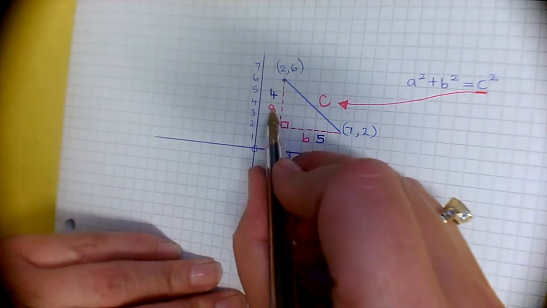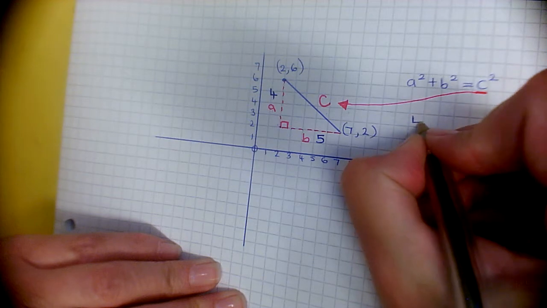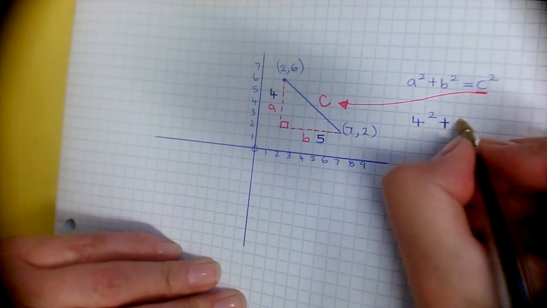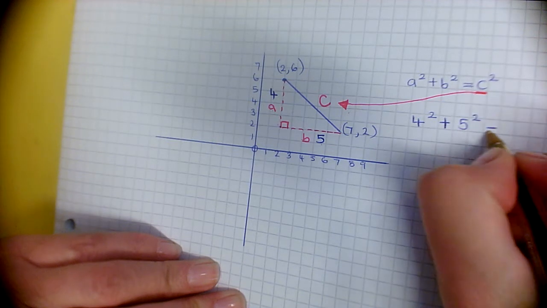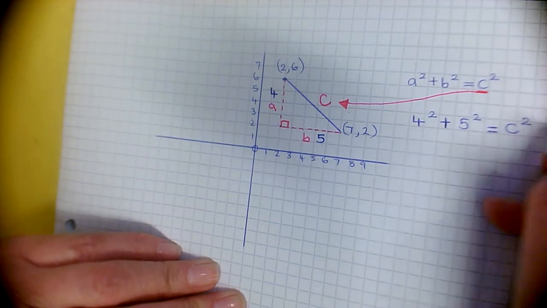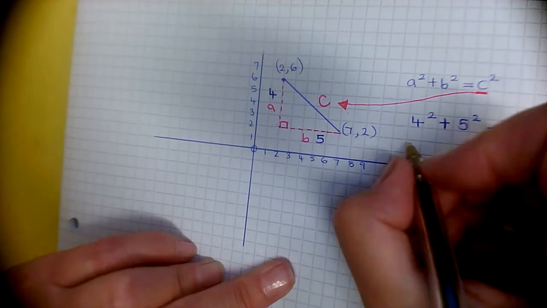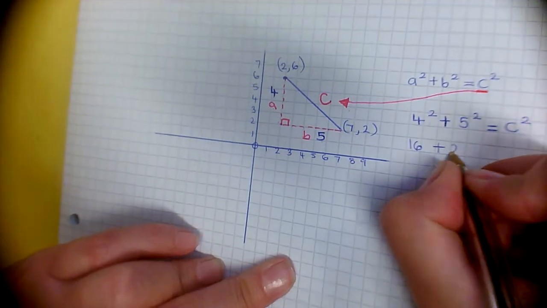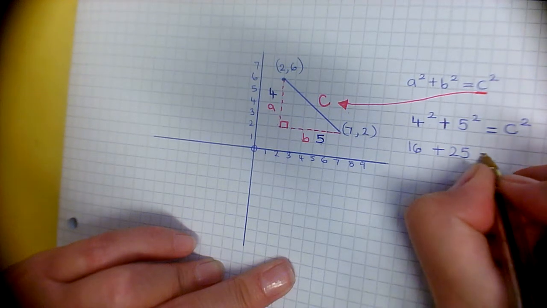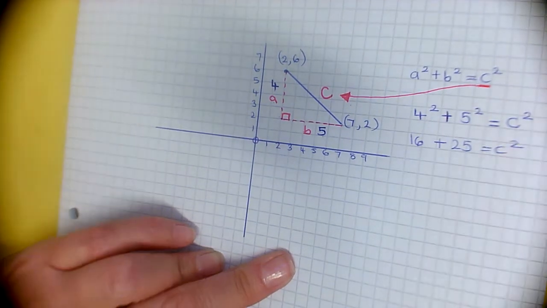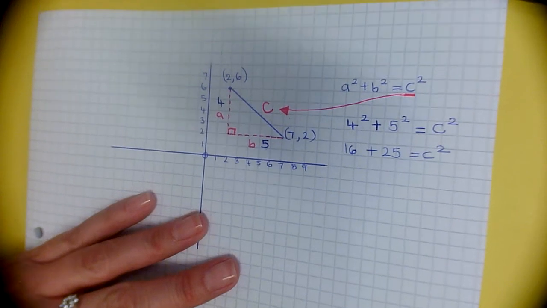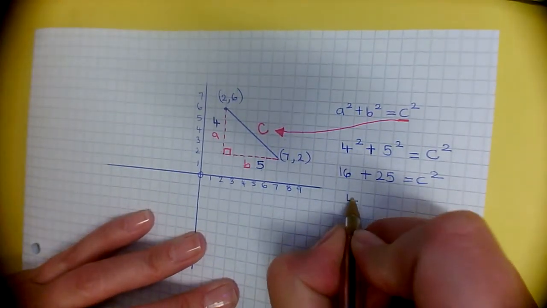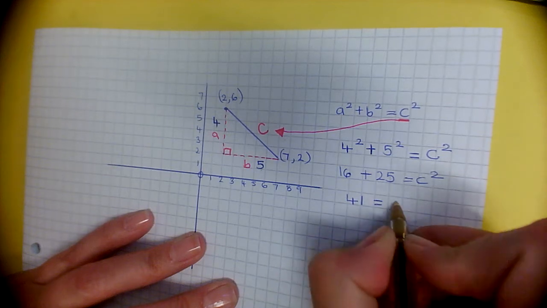So now instead of having A squared, I'm going to replace A with 4, so I'm going to have 4 squared. I'm going to add to that B squared, which is 5 squared, and then that is going to give me C squared. 4 squared we know hopefully fairly quickly is 16. 5 squared is 25, and that's then going to give me C squared. Let's move that over. 16 plus 25 is going to give me 41. And that is equal to C squared.